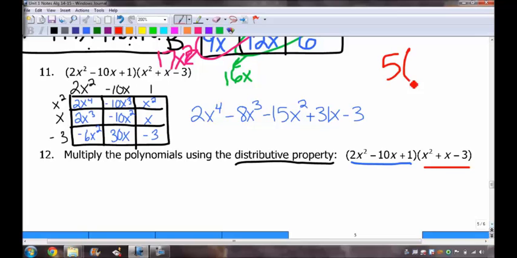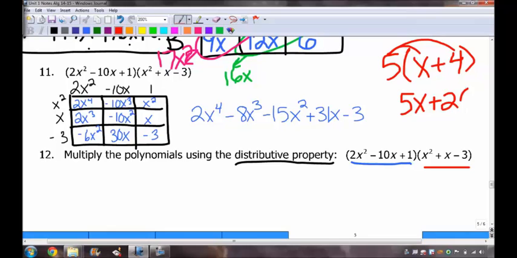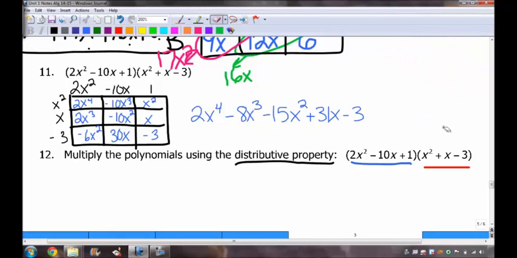So basically, you guys already know how to do distributing. For example, if I gave you a problem that said 5 times x plus 4, you would know to take the 5 and multiply it by the x, and take the 5 and multiply it by the 4, and you get 5x plus 20, right? But in this example on number 12, you have a trinomial times a trinomial as opposed to just one single number on the outside. But you're still going to go through and distribute everything.